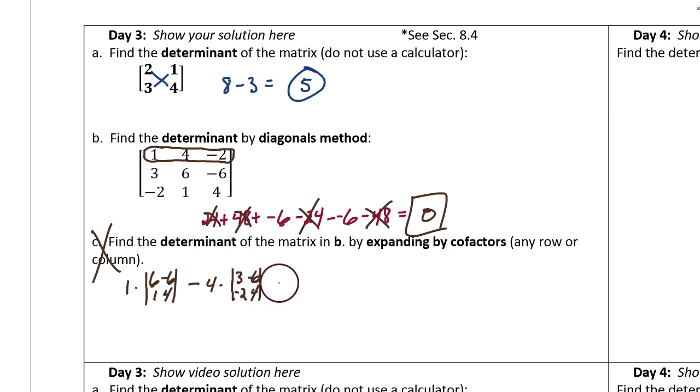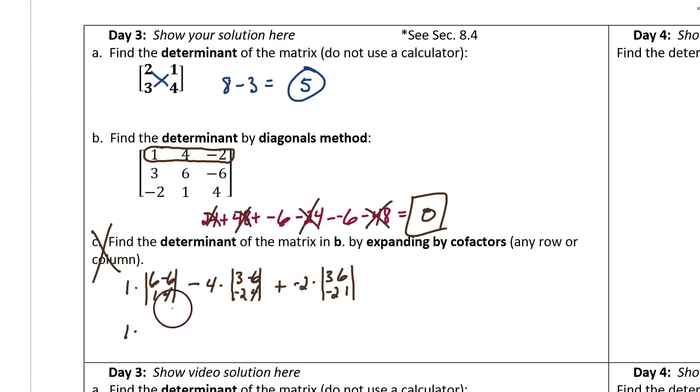And then we're going to use a plus sign and then take this negative 2 and multiply it by a determinant. So what are the 4 numbers that are not in the same row or the same column as that negative 2? Well, that would be these 4 numbers right here. The 3, the 6, the negative 2, and the 1. So the only thing left to do now is to simplify this out.